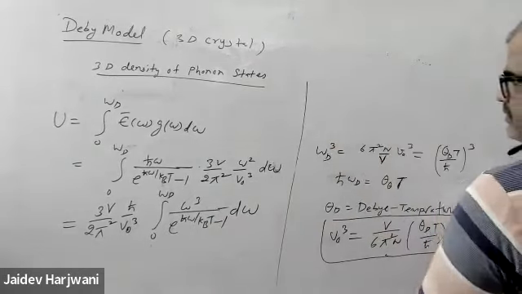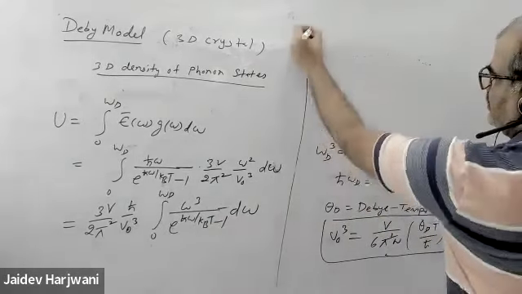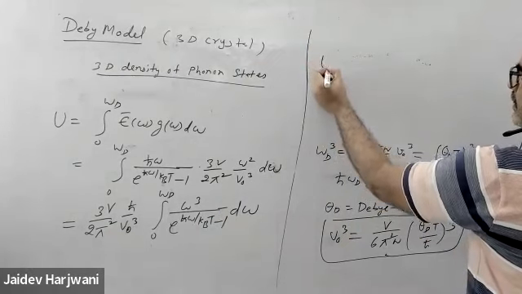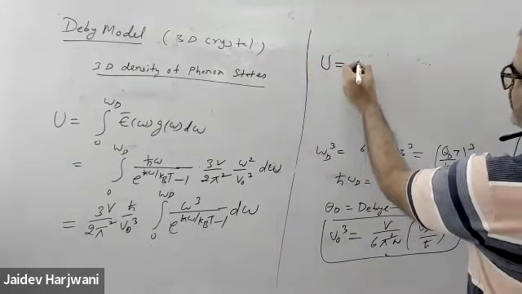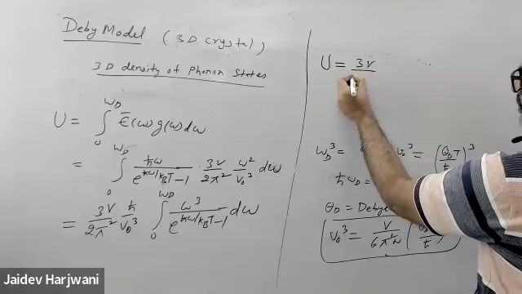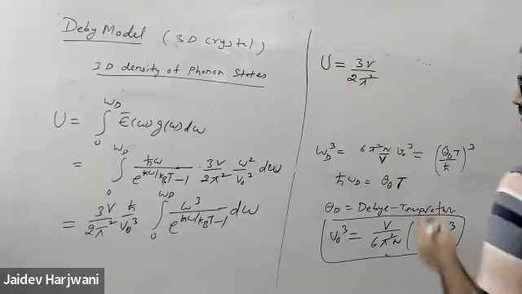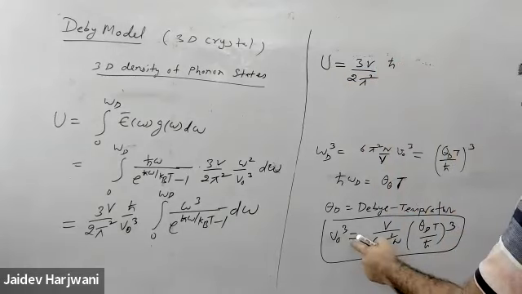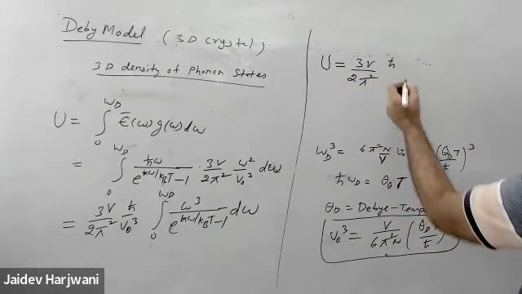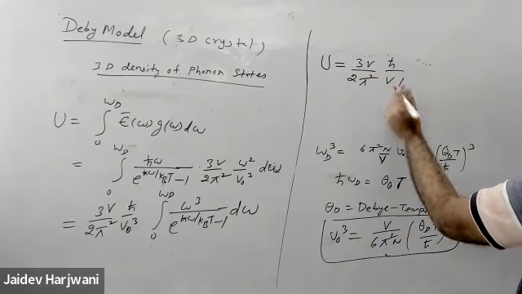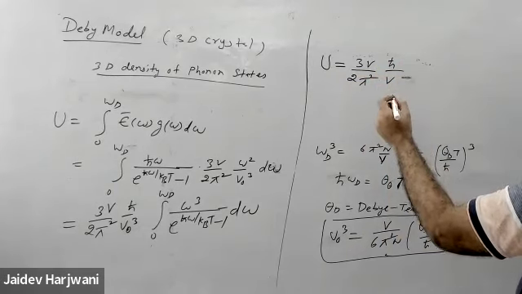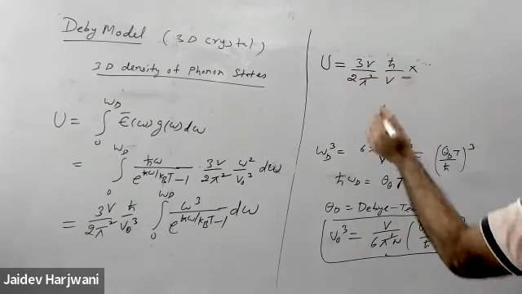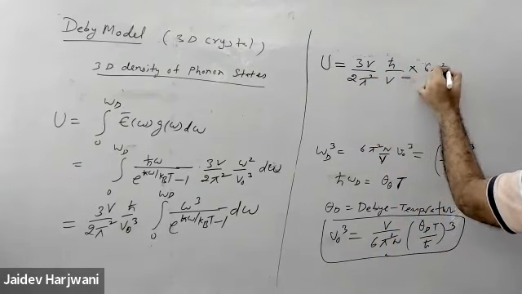Okay, so my u will be 3 by 2 pi square. Okay, h cut v naught q value if I put here, so that will be v, and this will go up 6 pi square n.